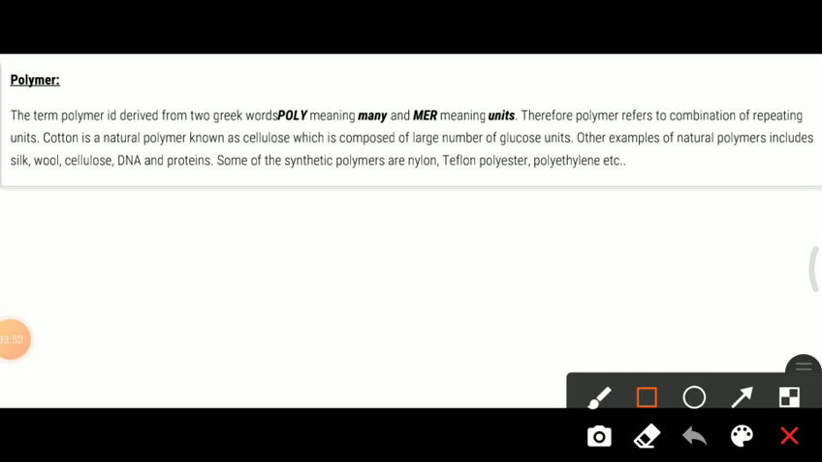A synthetic fiber is also a chain of small units joined together. Each small unit is actually a chemical substance. Many such small units combine to form a large single unit called polymer. So here we can define polymer: the term polymer is derived from two Greek words. Poly means many and mer means units. Therefore, polymer refers to a combination of repeating units.